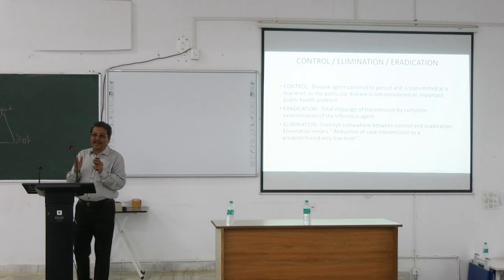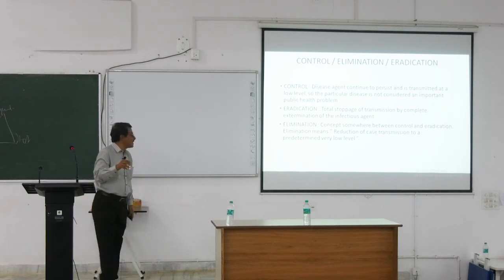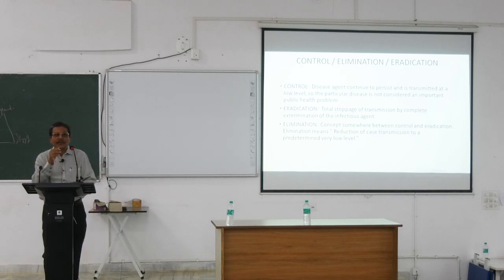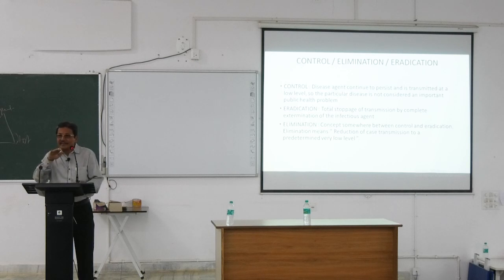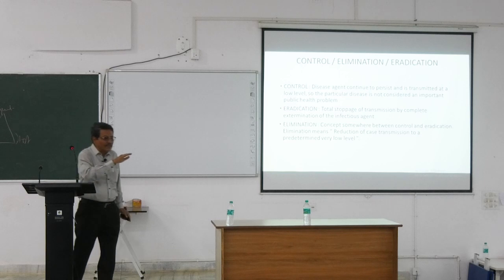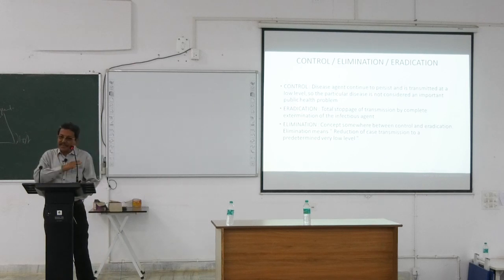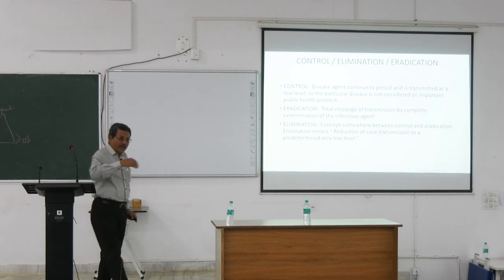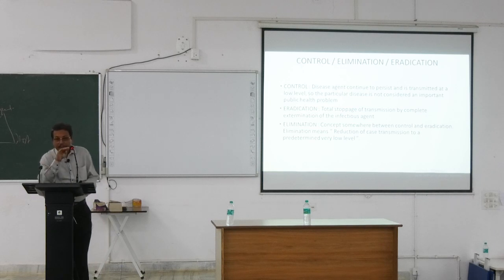Elimination. Another term, not that much used, but nowadays used. It is between control and eradication. That means reduction of case transmission to a determined low level. Our ministry, our government, or our experts may say that if it is very difficult to eradicate or even control the disease, then yes, the disease may stay there at 10% or at 20%. That is disease elimination. It is a concept between control and eradication. In control there is no complete stoppage of transmission, transmission is there. And elimination means we have targeted that we maintain a level in the community.